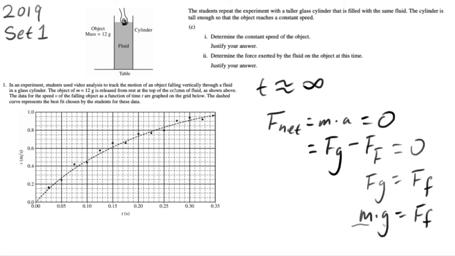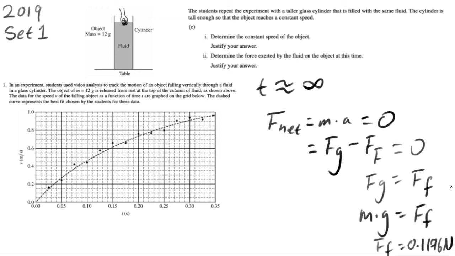We have the value for m. You know the value for g is 9.81 or 9.8 or 10. I like to use 9.8, so you just plug in numbers and get 0.1176 newtons. So it's about 0.12 newtons if you use g equals 10, but that's your answer.